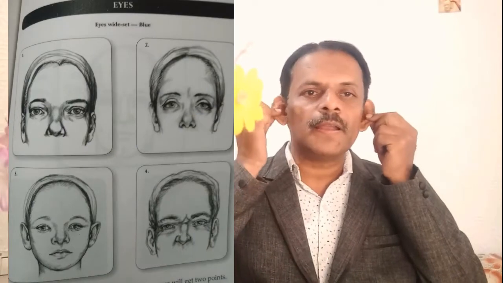Now the ears. In the ears, a psychotic patient represents two types of features. One will be outturned, or it will be inward turned. So inturned and outturned, both features are represented by psychotic features in the ears. So this is about the ear features of a psychotic patient.